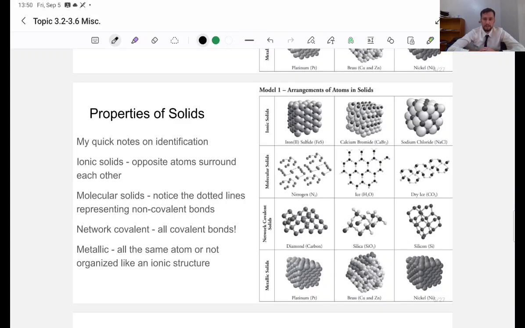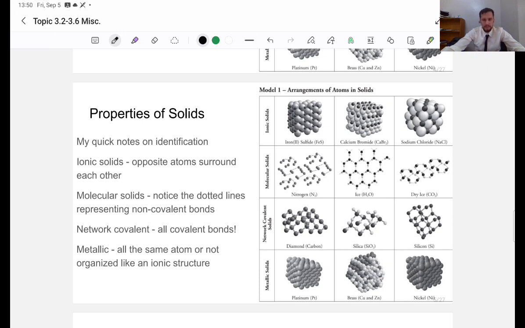Network covalent is also going to be similar to molecular solids. We're going to have nonmetals in covalent bonds, but in a network covalent solid, there's only covalent bonds. So there shouldn't be any dotted lines or anything like that. As we can see in the third row here, comparing the third row to the second row, in the second row, we have those dotted lines indicating intermolecular forces. And in the third row, there are none of that because it's all covalent bonds.